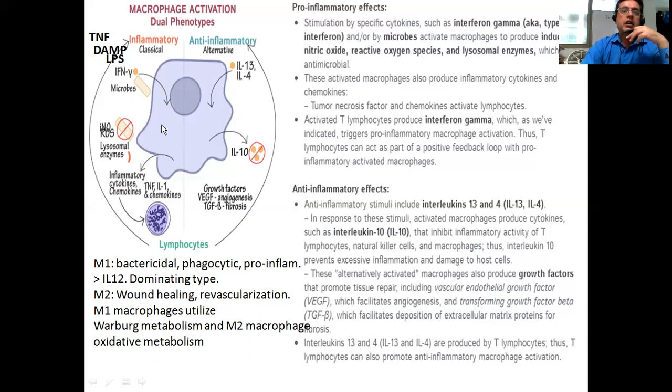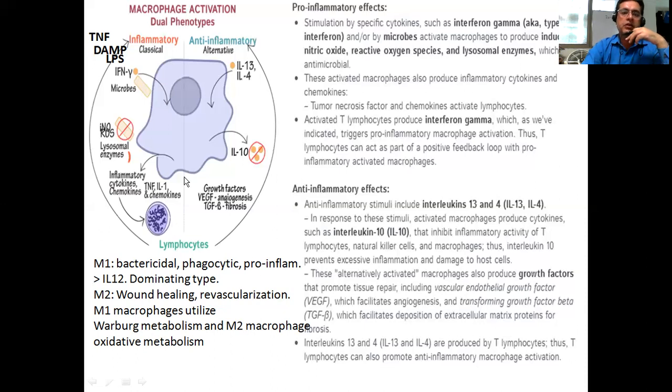And inflammatory cytokines and chemokines would be released by these cells, which are going to affect other cells or attract other cells to the site of infection. M1 macrophages utilize Warburg metabolism, and M2 macrophages utilize oxidative metabolism. I would also tell you about the difference between Warburg metabolism and oxidative metabolism in the next slide.